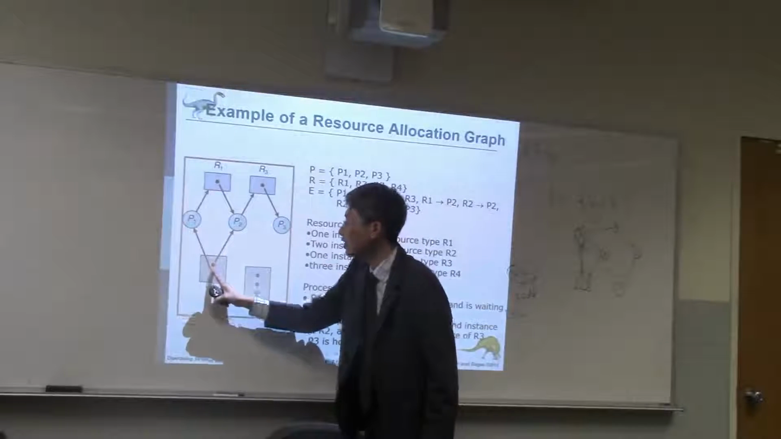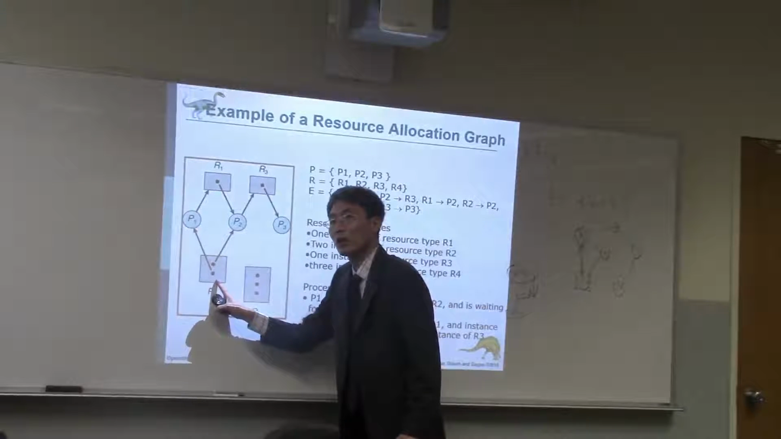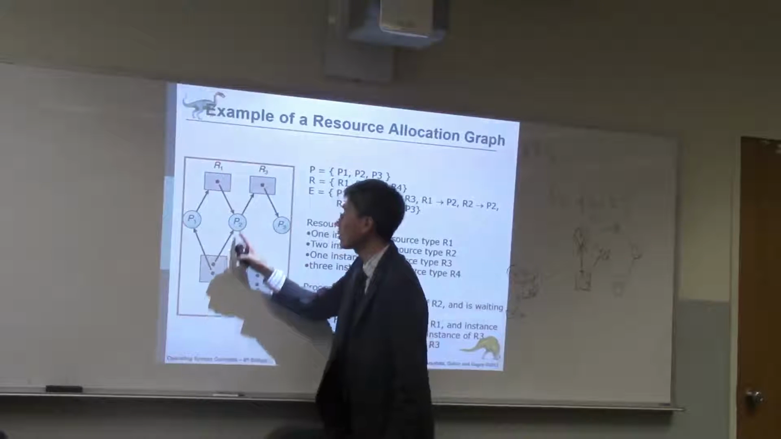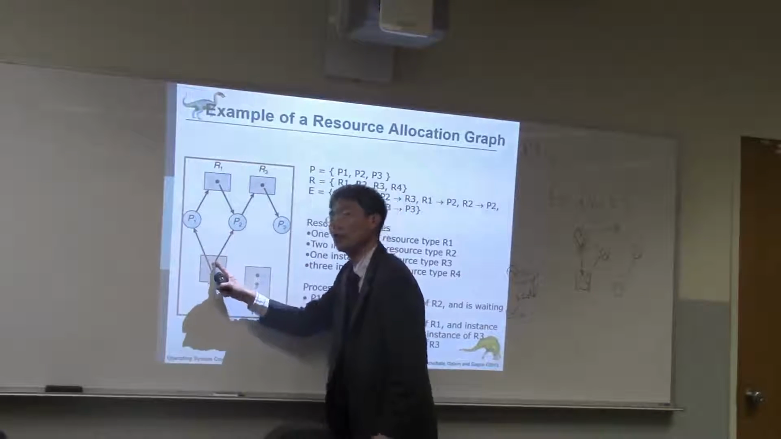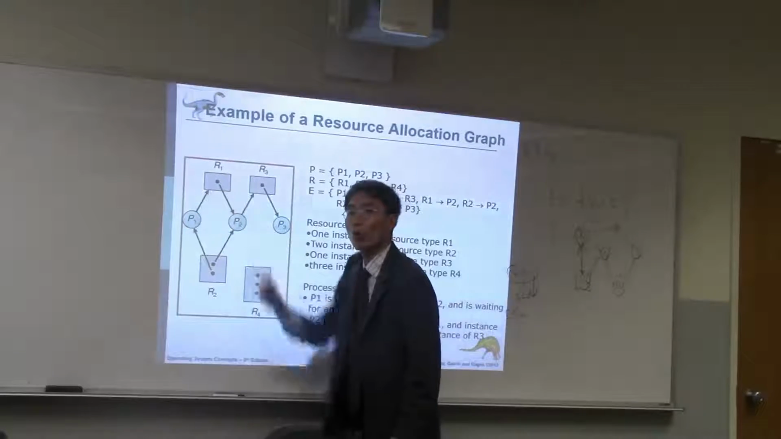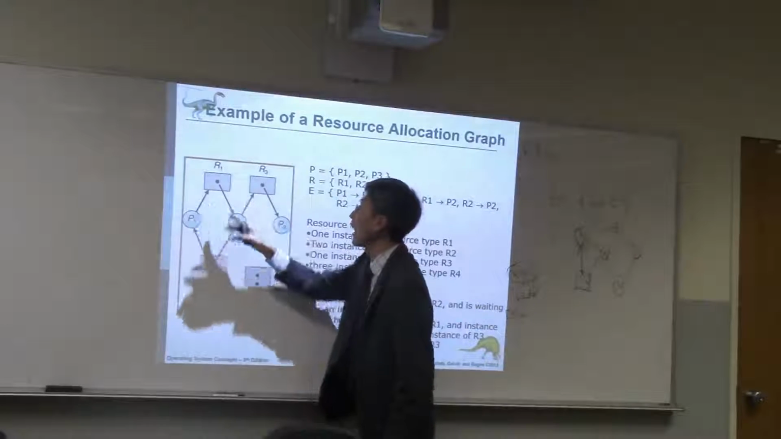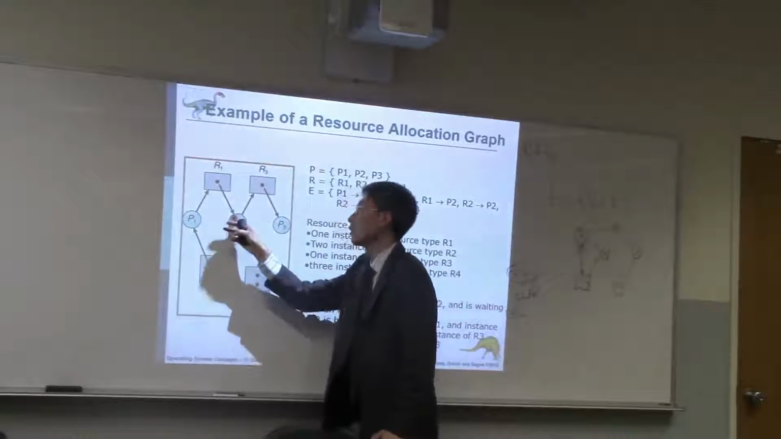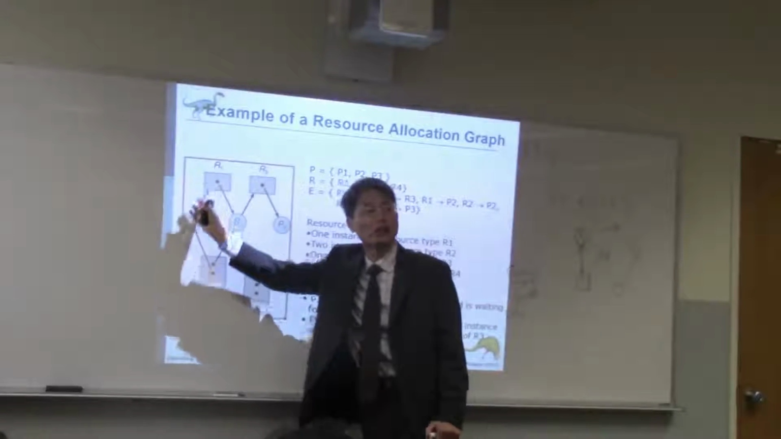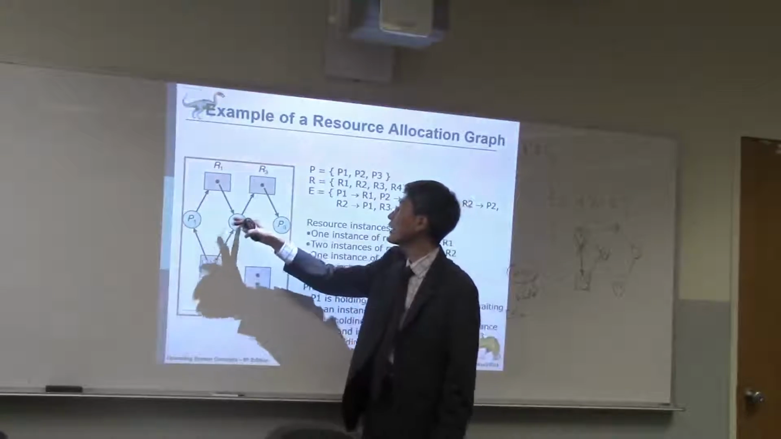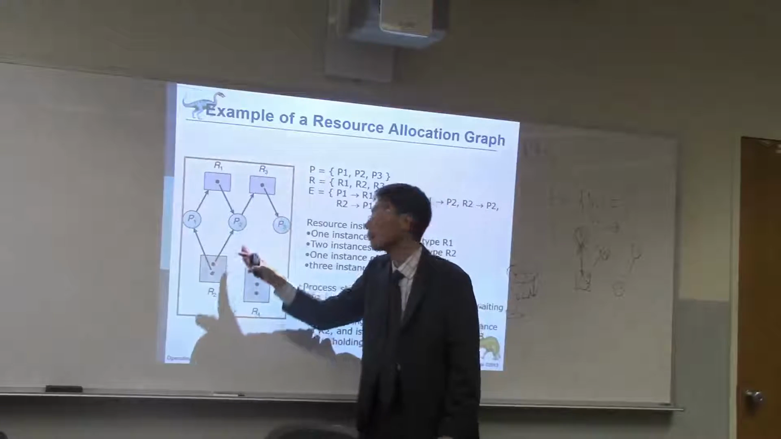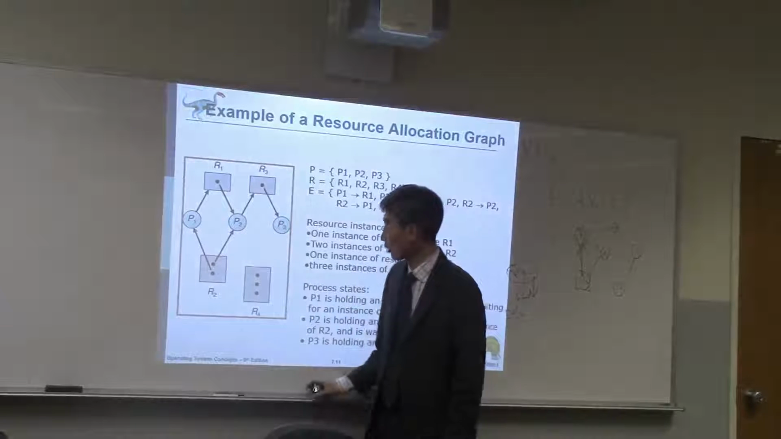Process 1 is holding resource type 2 currently. And also there is another process, P2, holding a resource. Then P1 requests R1. However, R1 is held by P2. So P1 is waiting until this one is available. Also at the same time, P2 is requesting R3, which is held by P3. Okay?